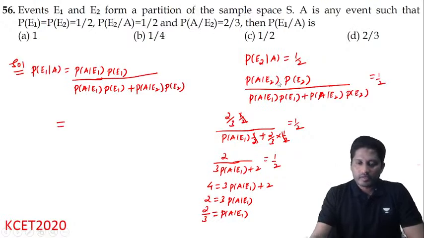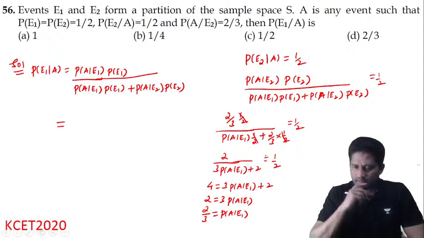P of E2 given A is equal to 1 upon 2. A given E2 into P of E2 divided by total probability. A given E2 is 2 by 3. That's right. Probability is 1 by 2, 1 by 2 will cancel, and then I take LCM 3, 3 will get cancelled. If I cross multiply, 4 is equal to 3, 2 by 3, that's right.